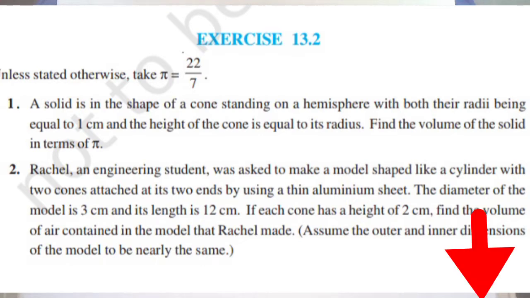So the first question is: a solid is in the shape of a cone standing on a hemisphere with both their radii being equal to 1 centimeter and the height of the cone is equal to its radius, that means 1 centimeter. Find the volume of the solid in terms of pi.